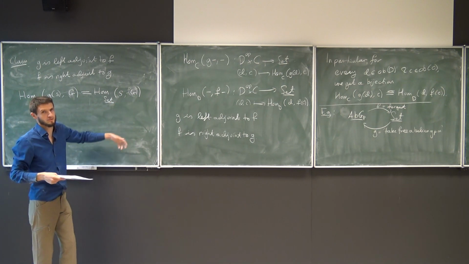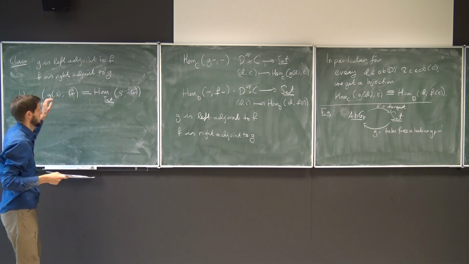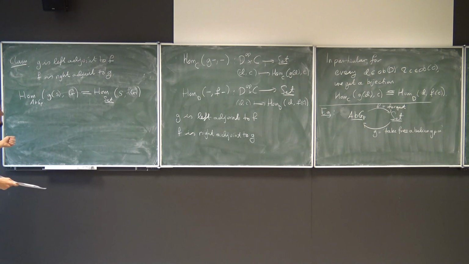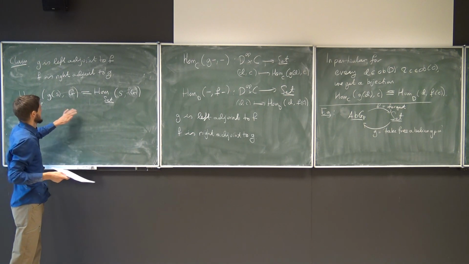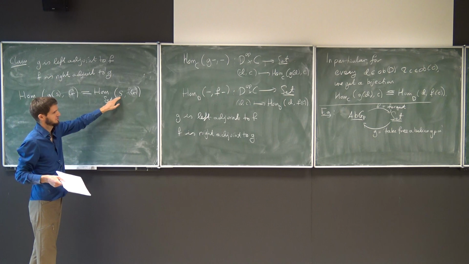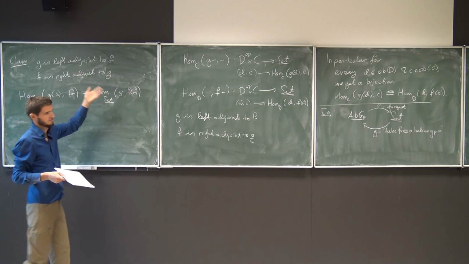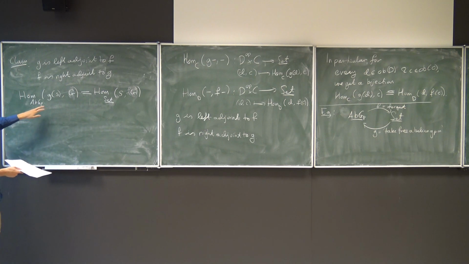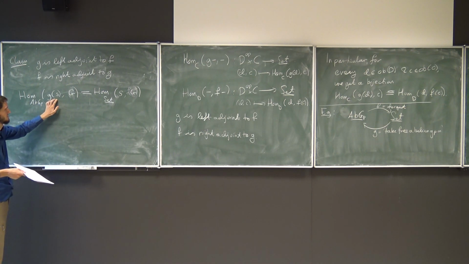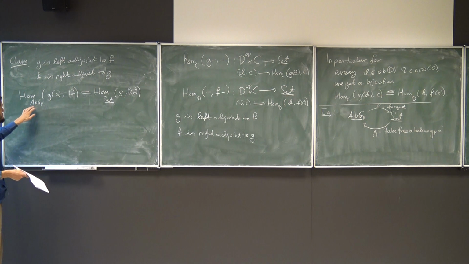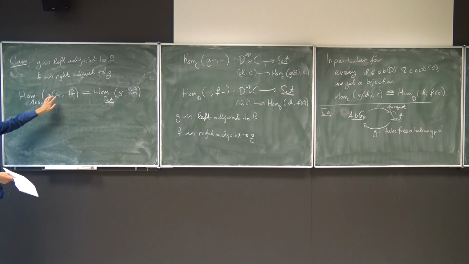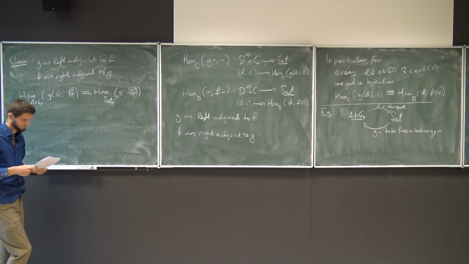So people often suppress notation for forgetful functors, but that's not a good idea when I'm introducing these things. So let's write this in carefully. So in other words, it's saying that to give a map from a set S to a group is the same thing as to give a map from the free group on that set to the group. Abelian. Free abelian group. So it's the same as to give a map of abelian groups from the free abelian group on that set to the group.